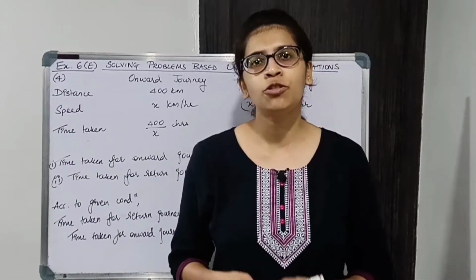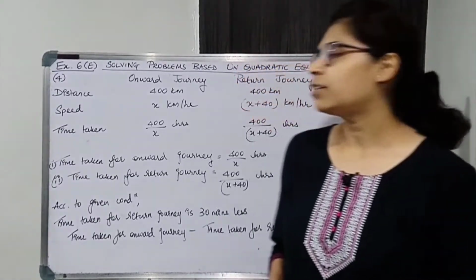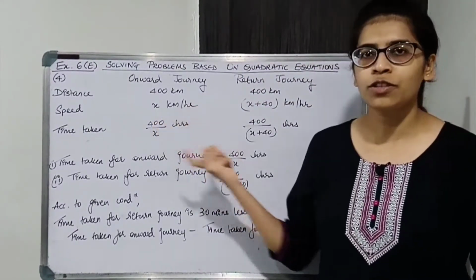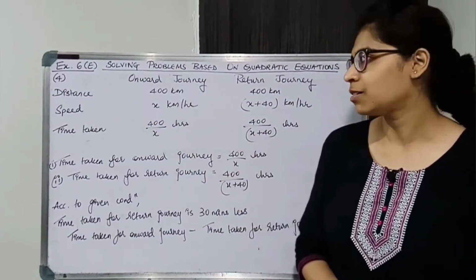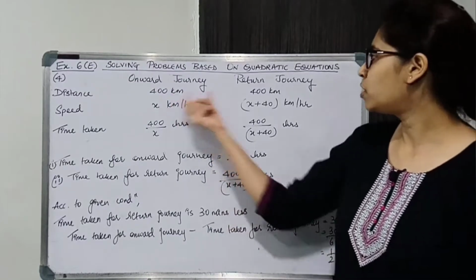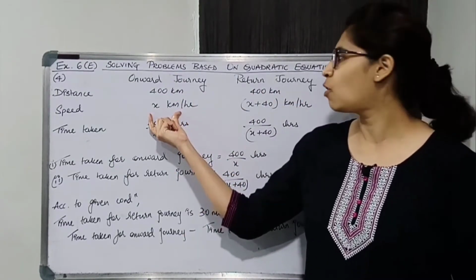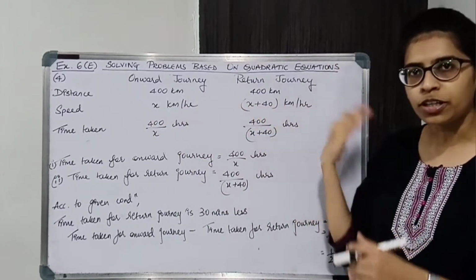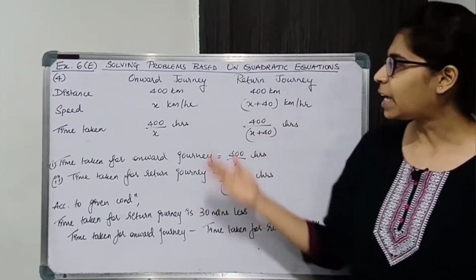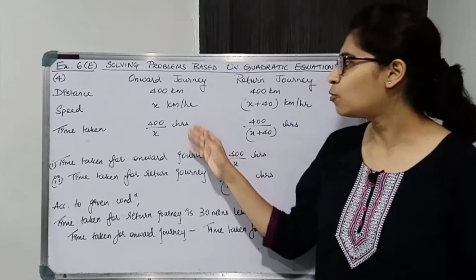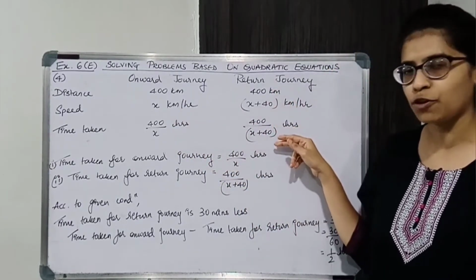So over here we don't need to make any assumptions. Over here we are told that speed of our onward journey is x kilometer per hour. Now the distance for both the journeys is 400. Speed is x kilometer per hour for onward. For return it is 40 more, so x plus 40. Time will be distance upon speed, so 400 upon x, 400 upon x plus 40.